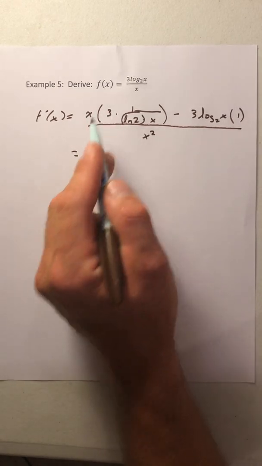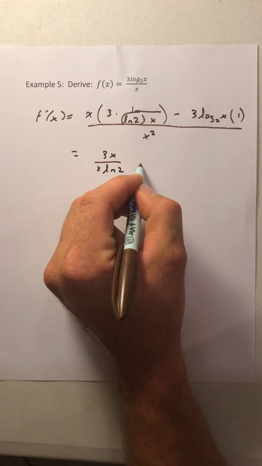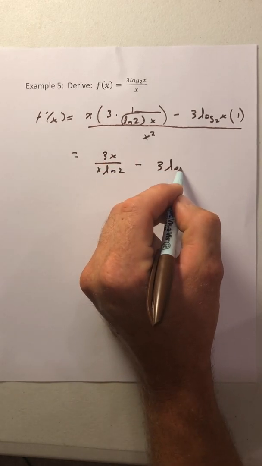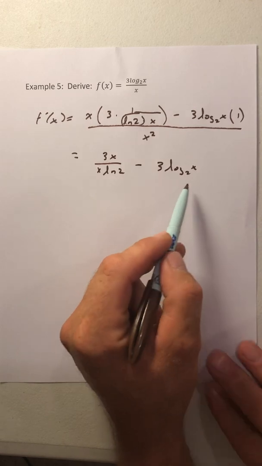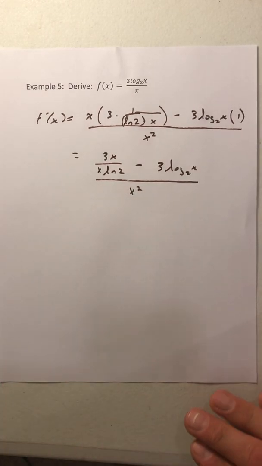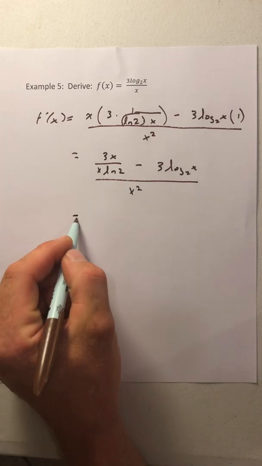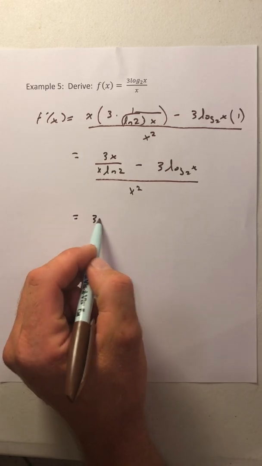Cleaning this up, we have x times 3, or 3x, over x natural log of 2, minus 3 log base 2 of x, all over x squared. If you want, you can find a common denominator. You can play around with this as much as you want. It's probably going to be, again, a problem where you have to find the equation of a tangent line, replacing your x's, so a lot of things will cancel. Find a common denominator, though, if you want.